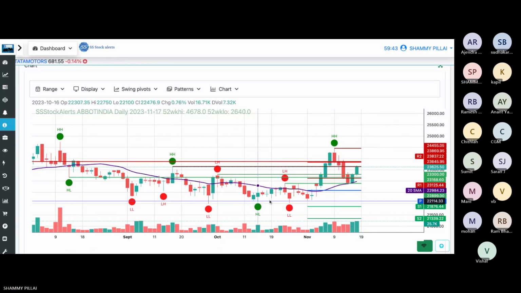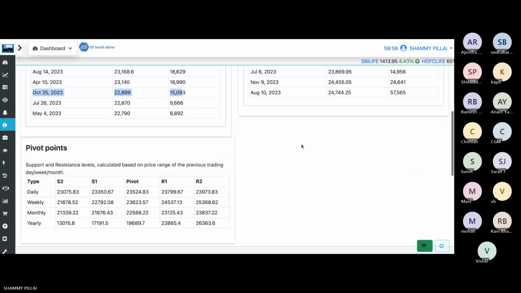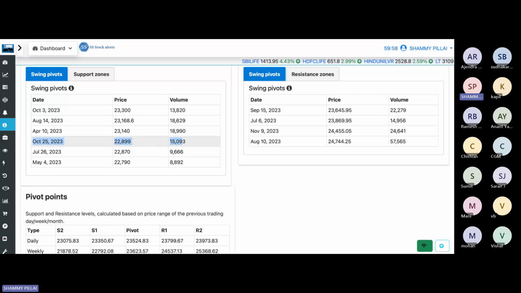It will be repetition. So if you see this level, why the reversal has happened at this level, you should come and see this level. Look at this. So basically, this is the level 22912. October 25th, 2023. We are discussing on 18th of November. Nearly a month is going to come. You can see this is the strongest level, the recent price action where the orders have come.